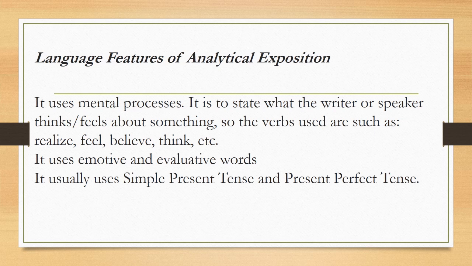Okay, everyone, we know the generic structure of analytical exposition. Now, how about the language features of the text? Because it uses mental processes, it is to state what the writer or speaker thinks or feels about something. So these texts usually use some verbs related to the mental processes.